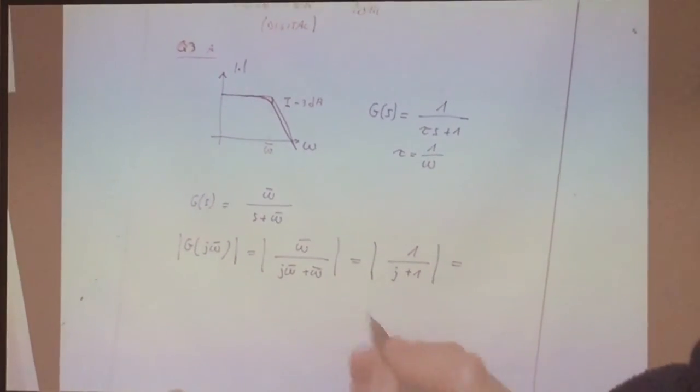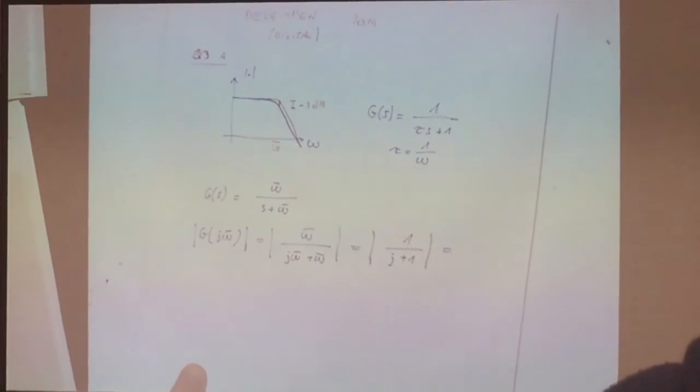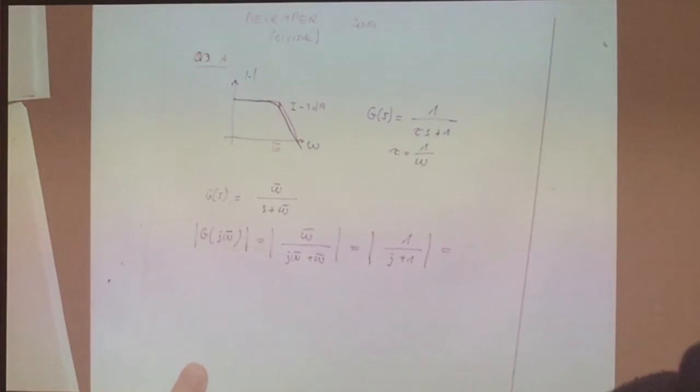What is the magnitude of this complex number? 1? I heard 1. Well, I find it difficult to compute magnitudes of complex numbers in general, but they are especially difficult when the complex number is at the denominator. Okay, so you want to bring it to the numerator.